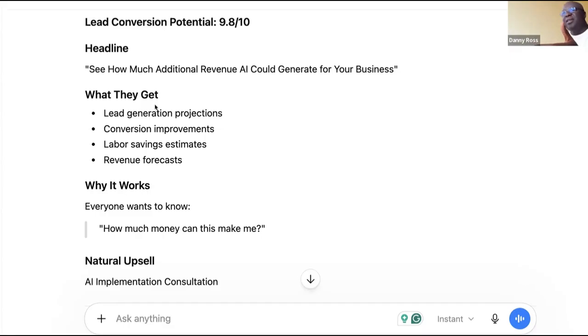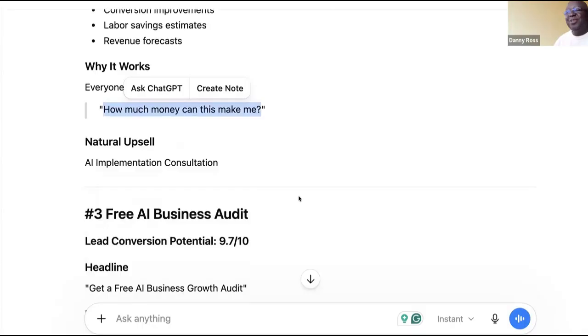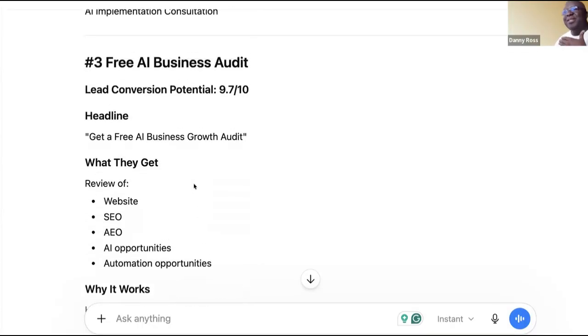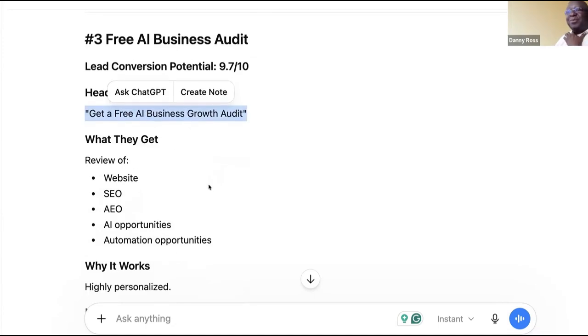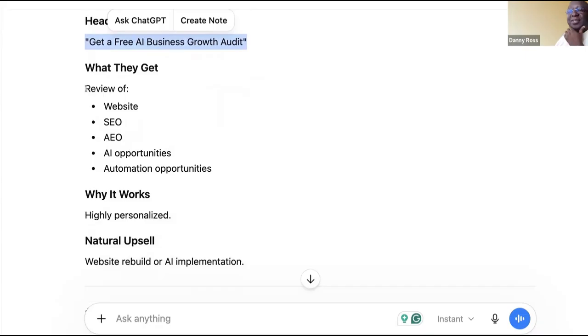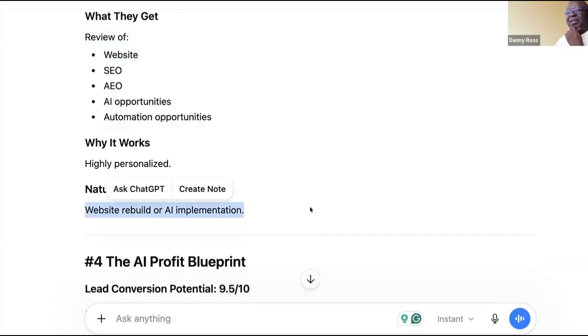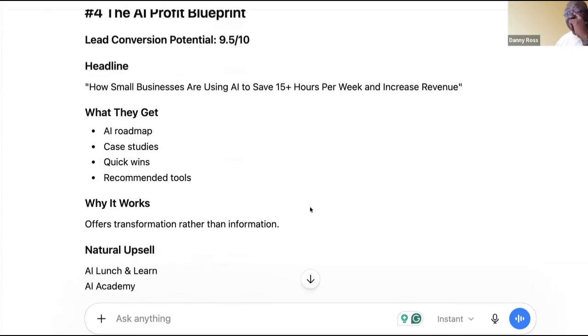In other words, the lead conversion potential is another one. See how much additional revenue AI could generate for you. Again, it's that curiosity: how much money can this make me? It's a natural upsell. You want to create that kind of momentum. How to get a free AI growth audit. Love it. What they get. This is kind of an example; I have one of these on my website somewhere. Why it works: it's highly personalized. It's a natural upsell.